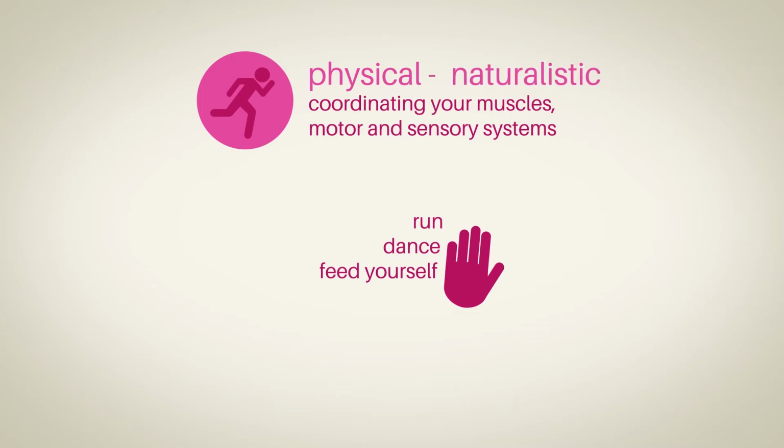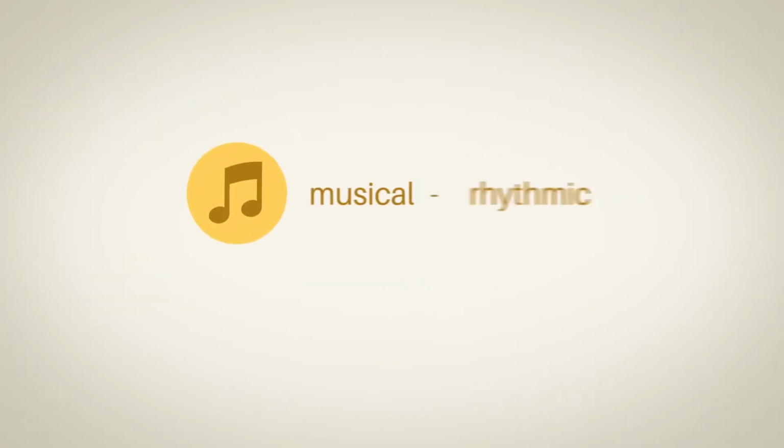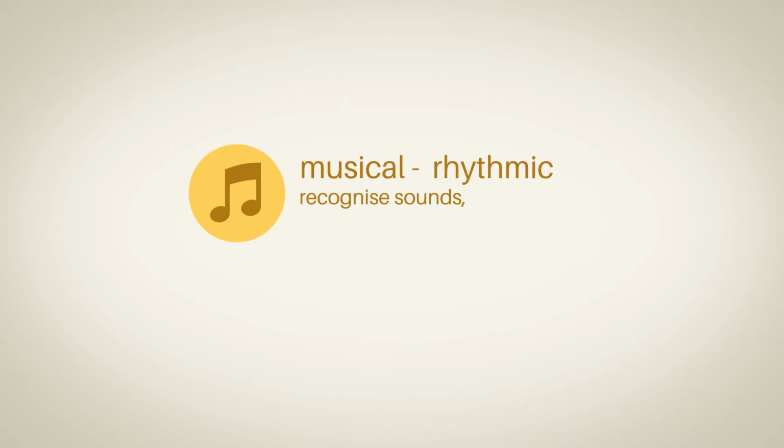Naturalistic intelligence is used to connect and adjust to your natural surroundings, for example, when you do the gardening. Next, there's musical rhythmic intelligence, which you use to recognize sounds, rhythms, tones, and so on. And then there are two intelligences that work very closely together.